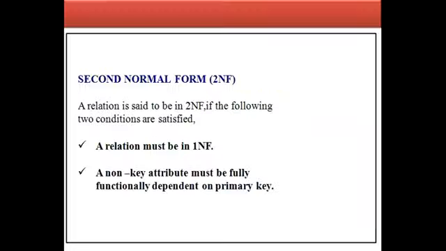Second normal form: a relation is said to be in 2NF if the following two conditions are satisfied. The first one is that the relation must be in 1NF. The second condition is that a non-key attribute must be fully functionally dependent on the primary key. If these two conditions are satisfied, then your relation is said to be in 2NF. I discussed normalization and first normal form in my previous video.